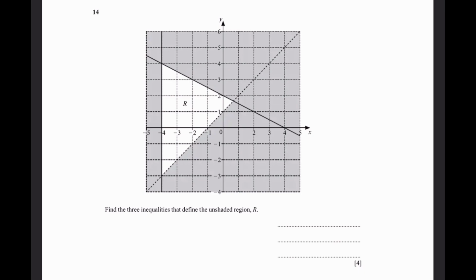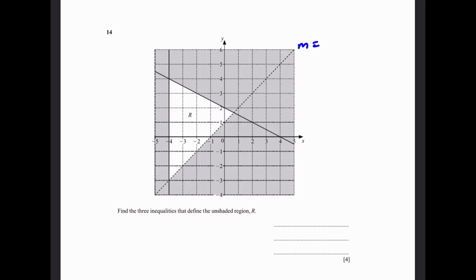Well, this line here, we can find the gradient, and we can take any 2 points. Let's say this point and this point. So we have 5, 6 and 0, 1. So it's y2 minus y1 by x2 minus x1. 6 minus 1 by 5 minus 0. So the gradient is 1. And the y-intercept, we can just look at the graph and see that it intersects the y-axis at y equals 1. So y is equal to x plus 1 is the first equation here.